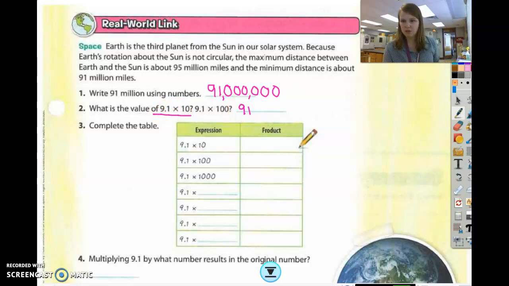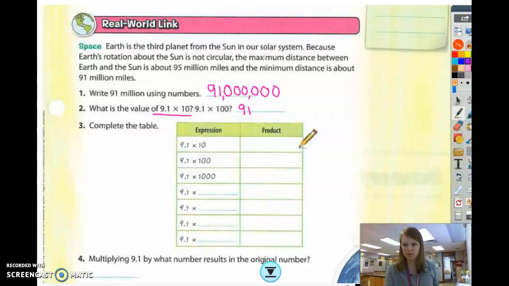Now, if we switch colors, and I'm going to move myself out of the way here so I can get to the controls a little easier. So if I switch colors, the next one, 9.1 times 100, we would move that decimal over twice. So the second answer would be 910. Right? 9.1 times 10 is 91. 9.1 times 100 is 910.